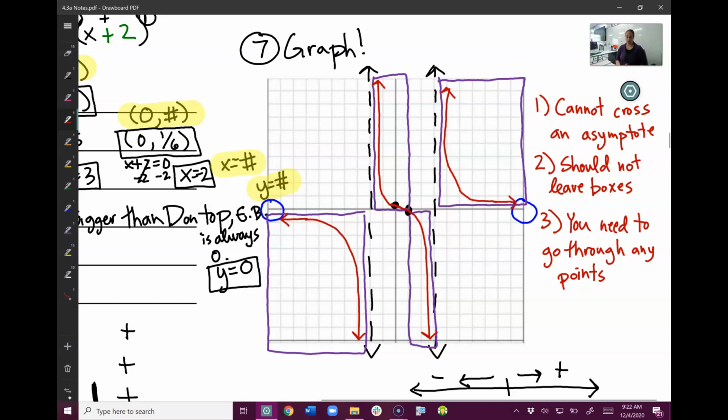That's it. We're done. So you have officially graphed your very first rational function. In the next video, we'll try finishing graphing the next problem.